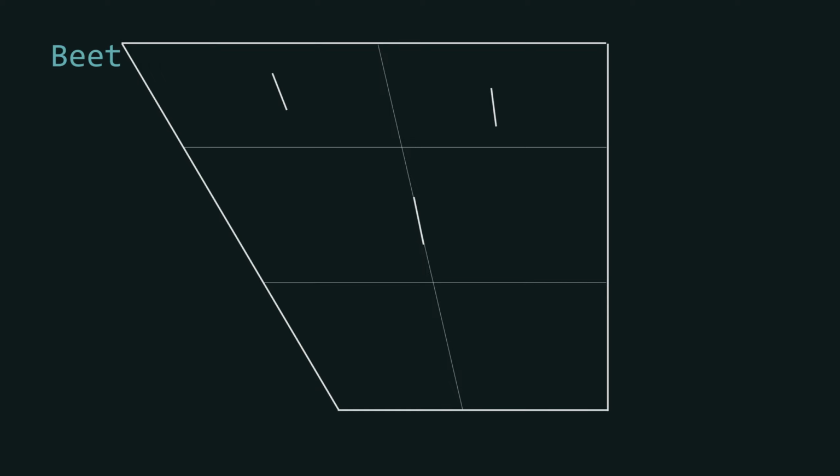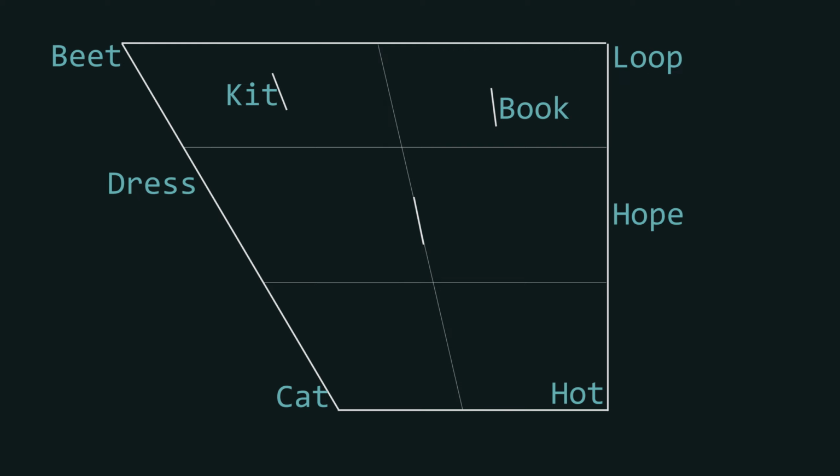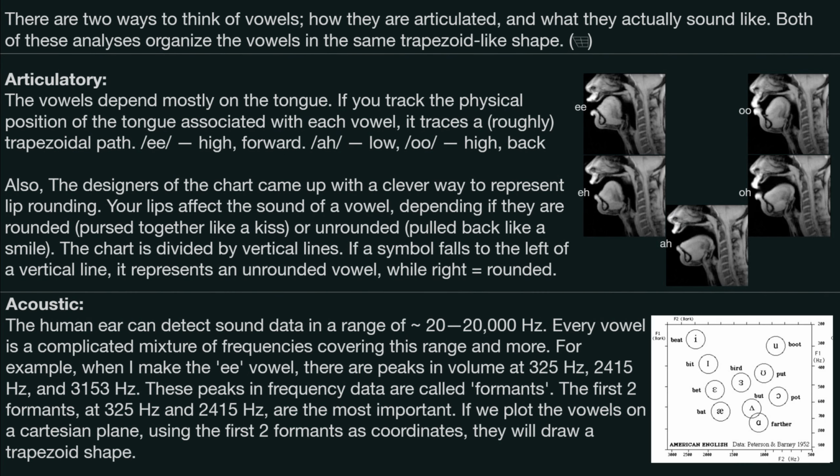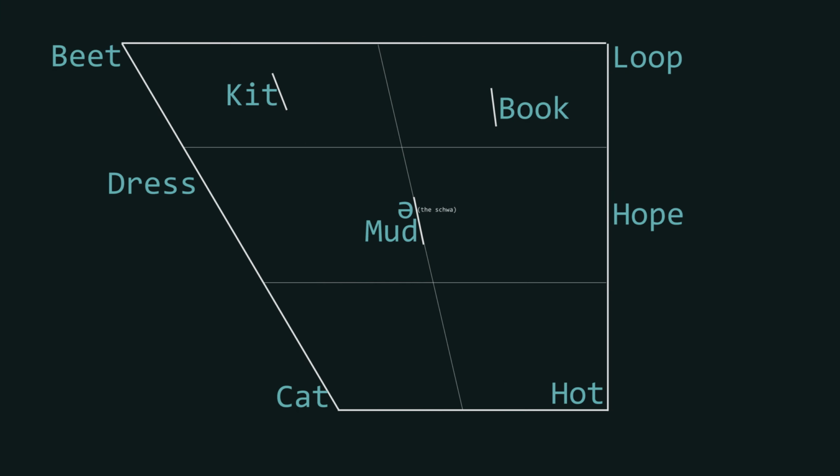E as in beat, I as in kit, E, A, O, U, and finally the schwa. Why is the chart shaped like that? This is why.